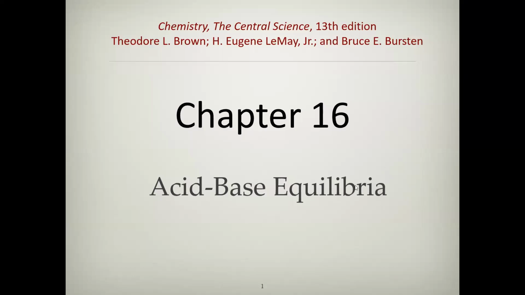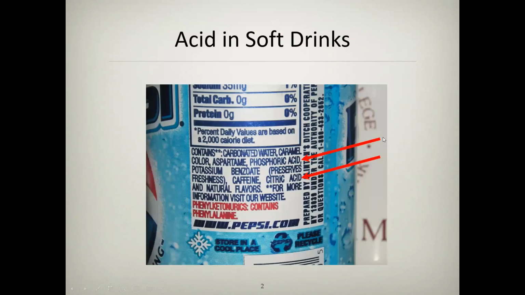So in chapter 15, we've looked at chemical equilibrium, and we're going to continue to see that through this chapter, but we're going to be focused on acids and bases specifically in chapter 16. With acids and bases, these are something that we deal with on a daily basis.